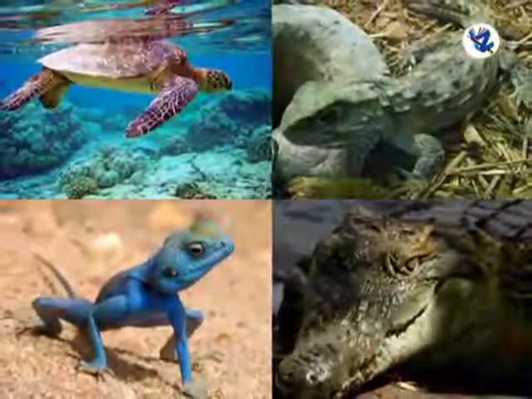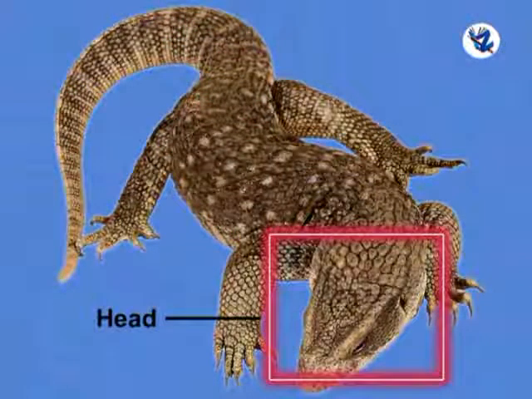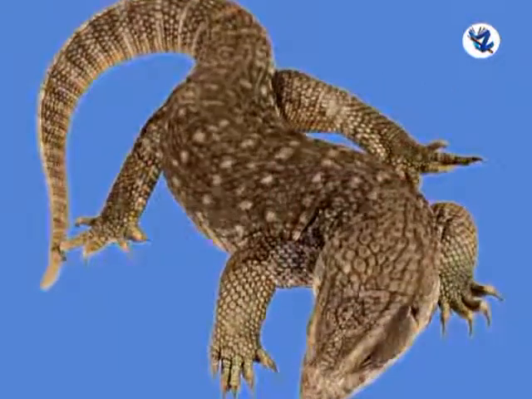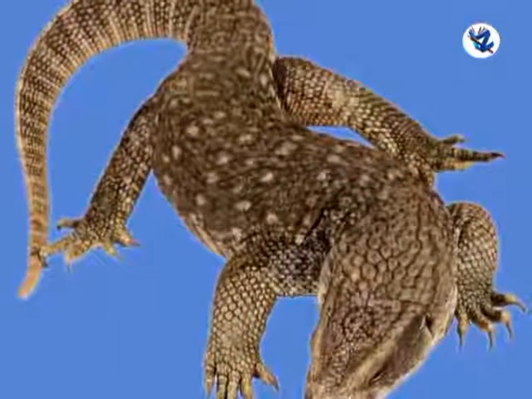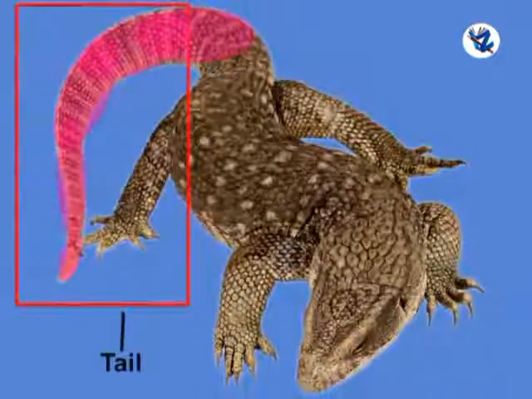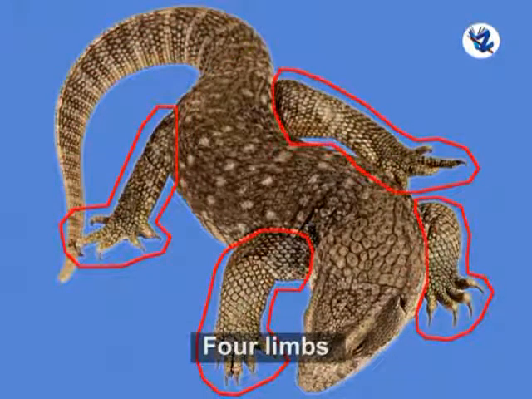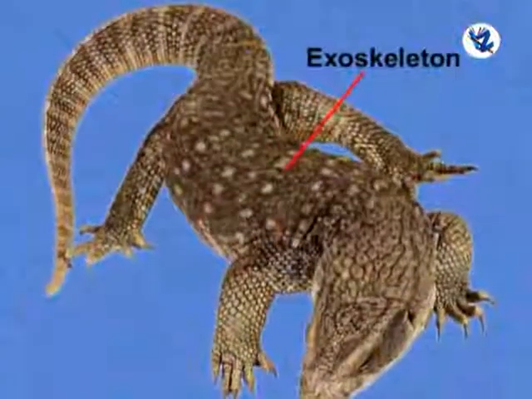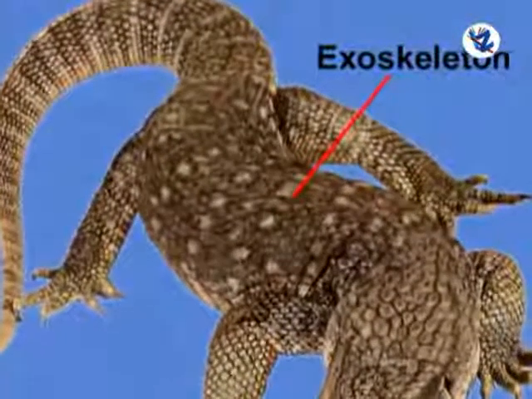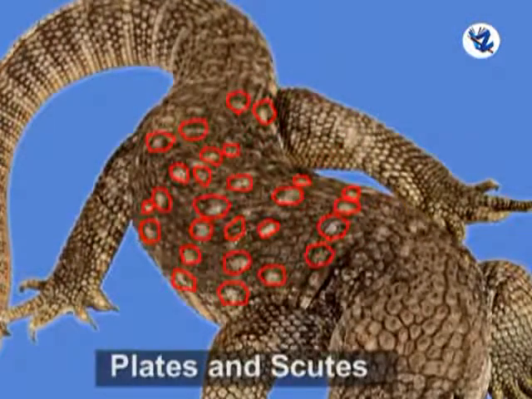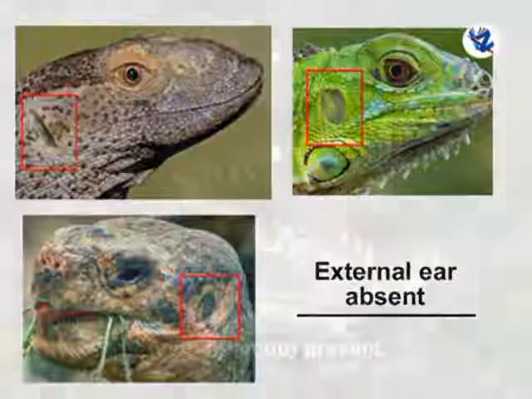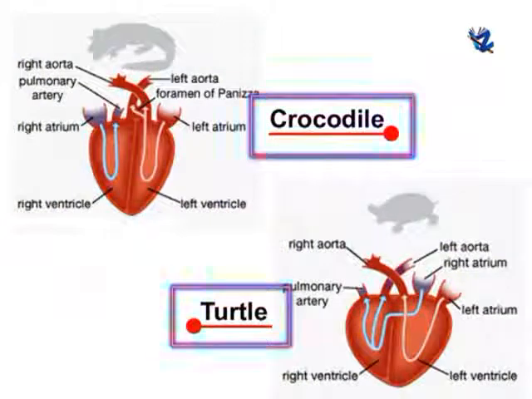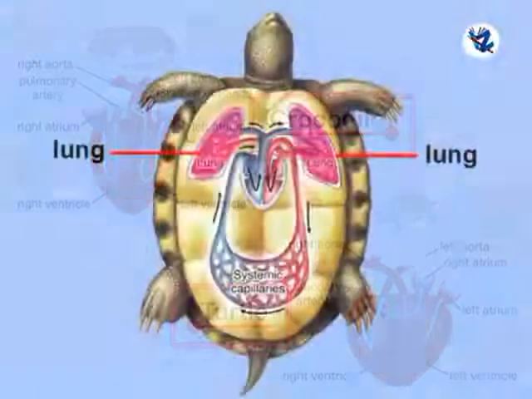Locomotion by creeping and crawling. Body parts, distinct head and less prominent neck present. Body weight not supported on the weaker limbs and thus show creeping locomotion. Tail present. Total 4 limbs, pentadactyl digits and claws. In exoskeleton, epidermal scales and plates and scutes are present. External ear absent, teeth in mouth present. The heart is incompletely divided into 4 chambers.